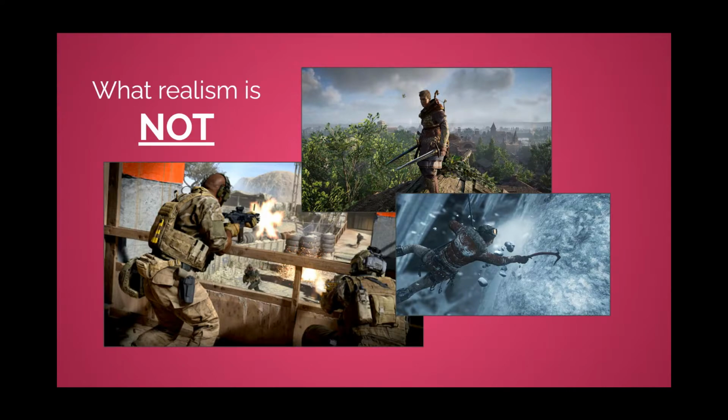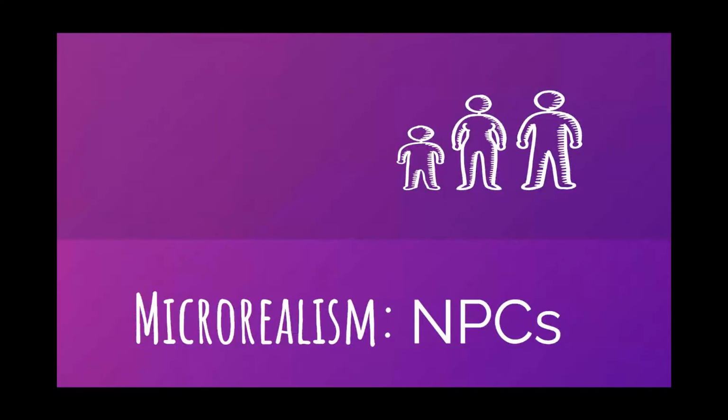So if you're looking for this type of realism, the amazing trees and nice skylines type, that'll be a different lecture by someone else. So let's look at microrealism first. This is the NPC level of things. This is one-on-one interactions for the most part between NPCs and the player. And we're going to look at some quick ways to make that better.